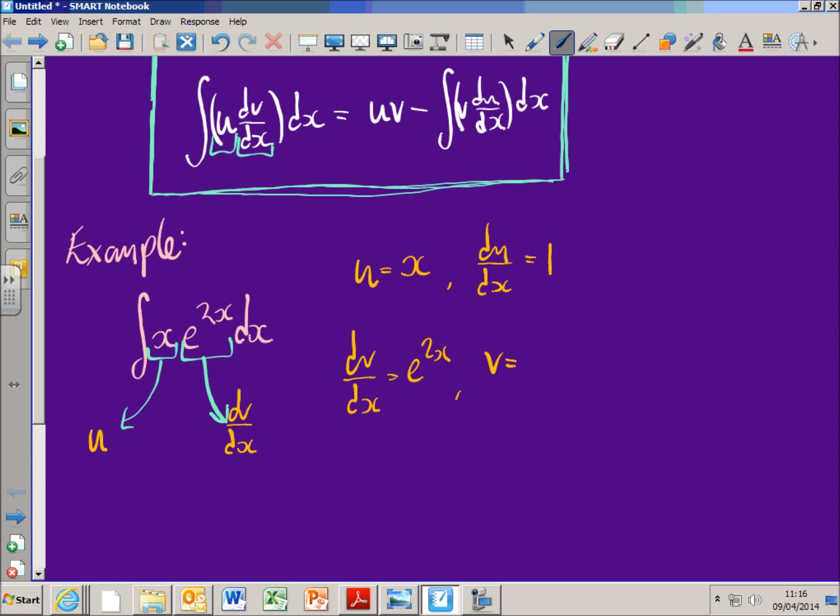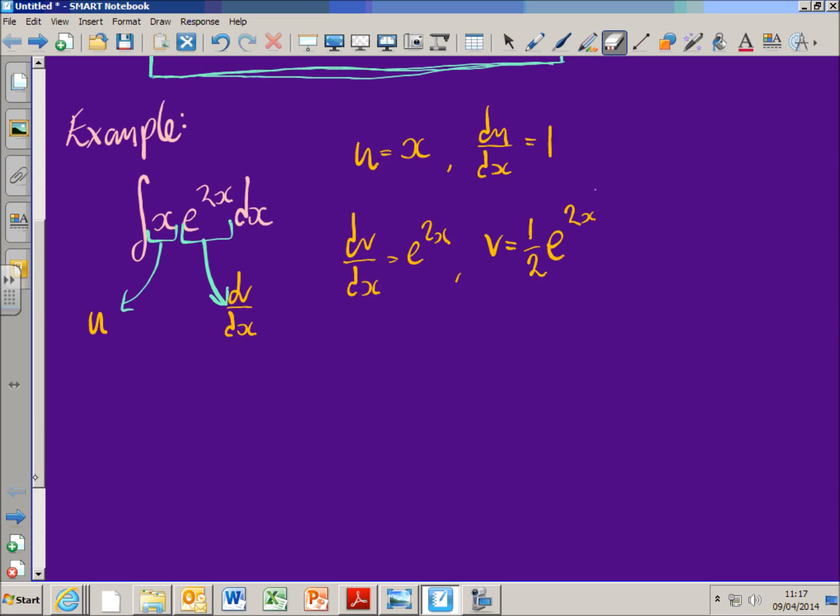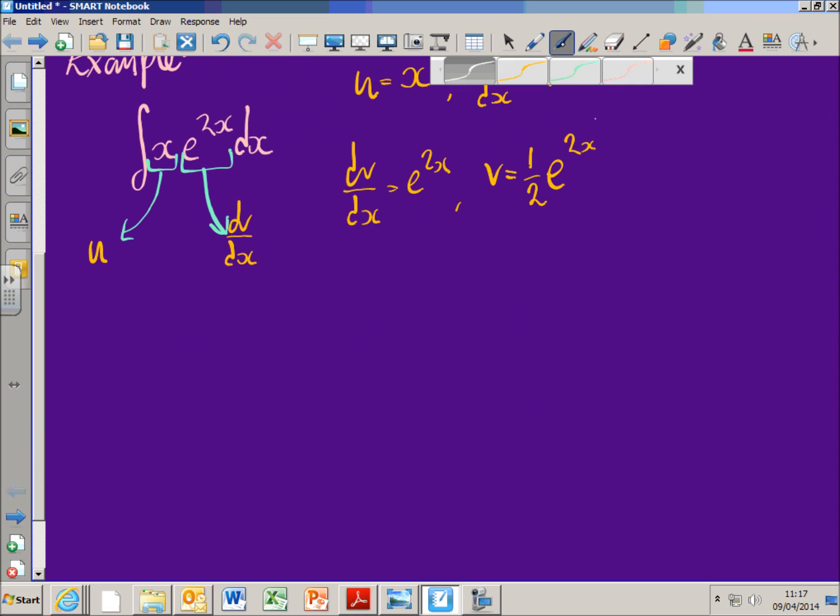So this is like integration by inspection, this thing. It's definitely got an e to the 2x. That bit doesn't change, and there's a half in front. So those are the u, the dv dx, the du dx, and the v. And now I just have to put it into the equation. Okay. So this is what we should get.